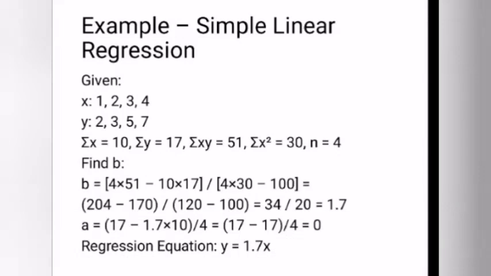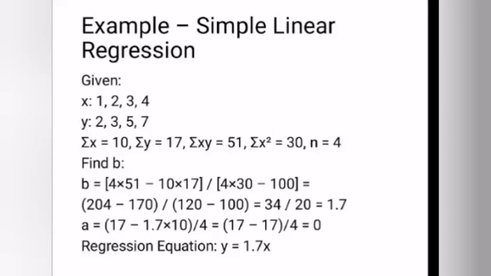So this is an example. You are given x and y. First of all, you find sigma x, which is 1 plus 2 plus 3 plus 4, which will give you 10. You find sigma y, which is 17. The same thing, using a table, you find xy, which is 1 times 2 plus 2 times 3 plus 3 times 5 plus 4 times 7. And the summation of it is going to give you 51.